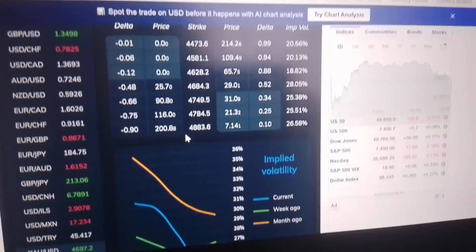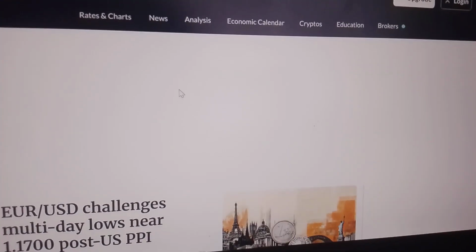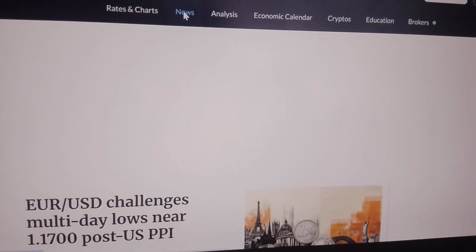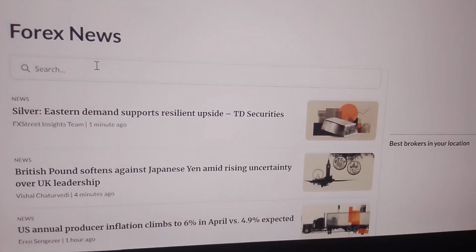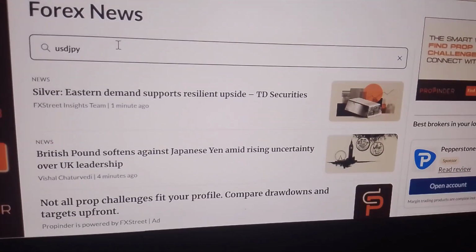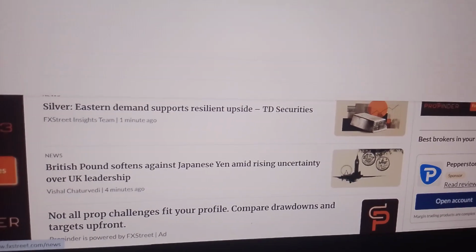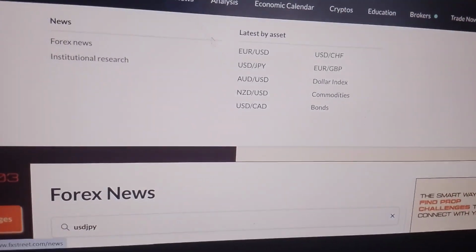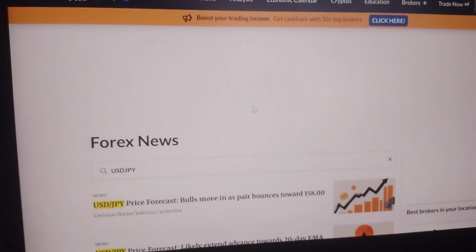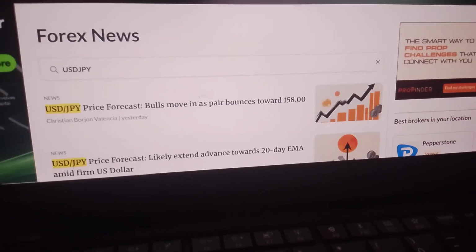That is investing.com. Then you have another one called Forex Street. Forex Street can give you news, an economic calendar, crypto, and education. But for me, I always focus on news. You come here and search, for example, USDJPY. You want news on USDJPY, you search like that. Then you come here and you get them. After searching like that, those are the news on USDJPY, and you read them manually. You read what the price is doing.